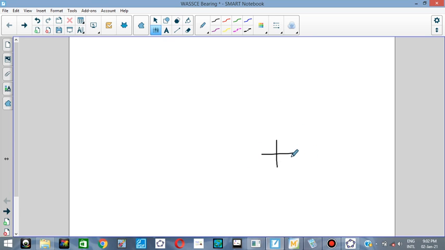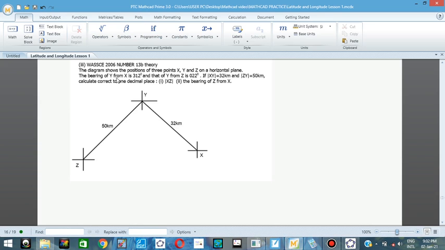So we are starting from x. So let me label my x. So this is my point x. You remember the basic assumption, I'm facing north. So you are always facing north in bearing. So this is where I'm facing north, and this is 0 degrees. So let's see the bearing now. It says from x is 312.